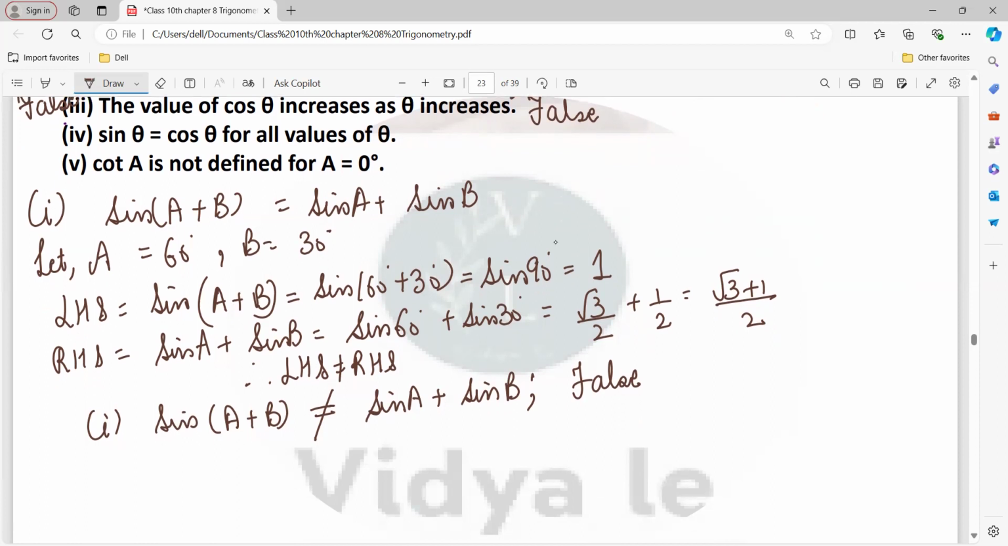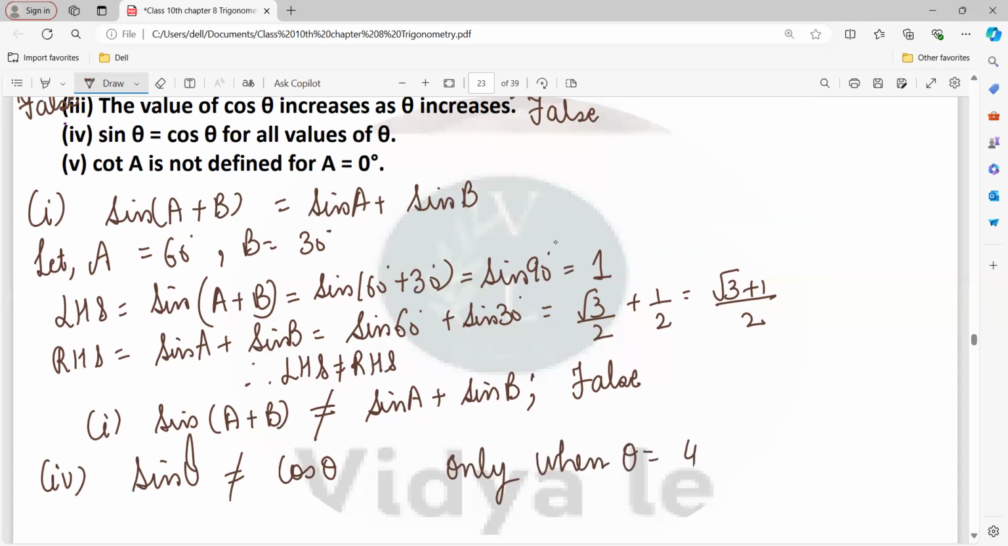Now, in the fourth part, we have sine theta equals cos theta for all values of theta. If we check the table, we know that sine theta is definitely not equal to cos theta for all values of theta. It is equal just for one value. What was that value? 45 degrees. It was equal only when theta equals 45 degrees.